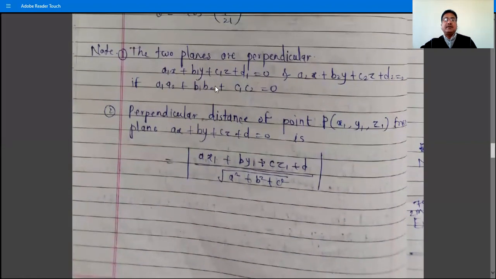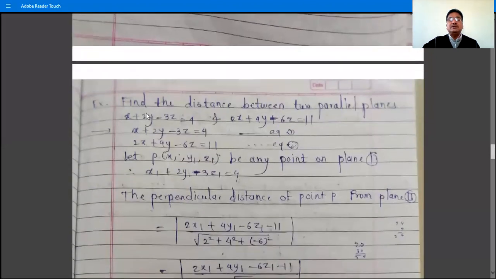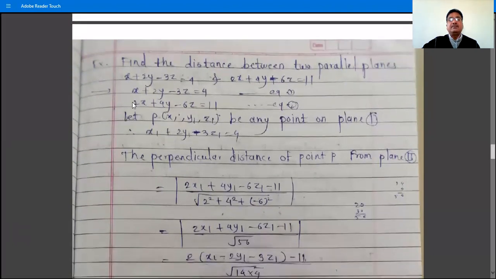And the perpendicular distance of the point P(x1, y1, z1) from the plane ax plus by plus cz plus d is equal to 0 is what? The modulus of ax1 plus by1 plus cz1 plus d divided by root of a square plus b square plus c square, that is the root of the square of the coefficient of x, square of the coefficient of y, and square of the coefficient of z. So the question is: find the distance between two parallel planes. These two planes are parallel: x plus 2y minus 3z is equal to 4, and 2x plus 4y minus 6z is equal to 11.